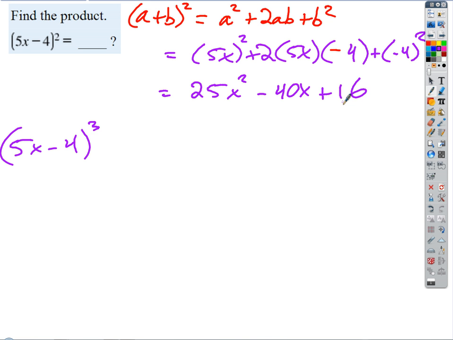Why'd you write, is that just a new problem down below? Yep. Yeah, but I was just saying, why don't we want to just FOIL this out? Because really, for something like this, you probably could get away with it.